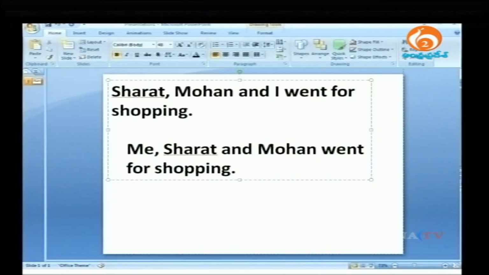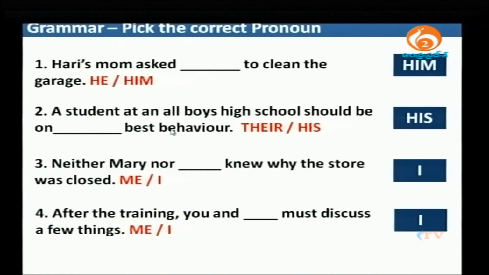So, please remember, when you are talking about more than one person, and if you are mentioning yourself as first person, your mention will always be in the end and it should be as I. It's not me. Keep that in mind. Now let's look at the question again. After the training, you and I must discuss a few things. So I is the correct answer.